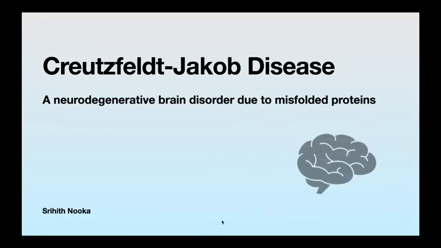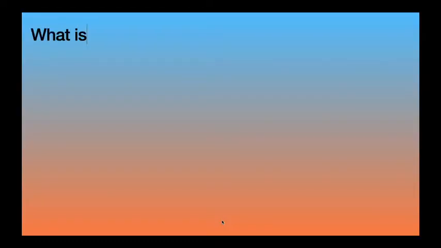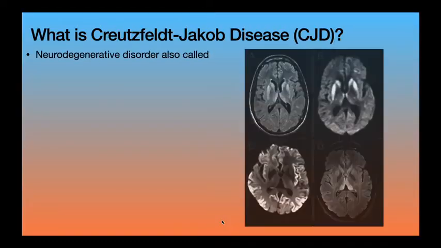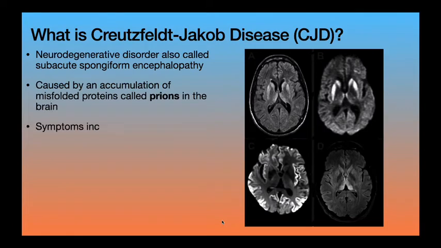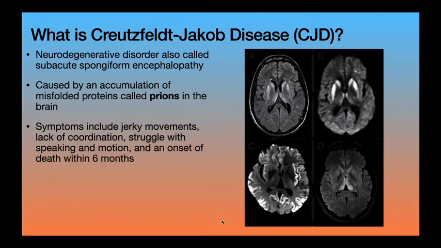Creutzfeldt-Jakob disease, a neurodegenerative disorder caused by misfolded proteins in neurons. CJD is also called subacute spongiform encephalopathy. It is caused by mass apoptosis due to prions. Symptoms include muscle tremors, struggle with coordination and speech, and eventually death in 6 to 12 months on average.